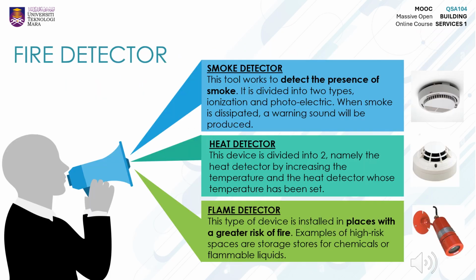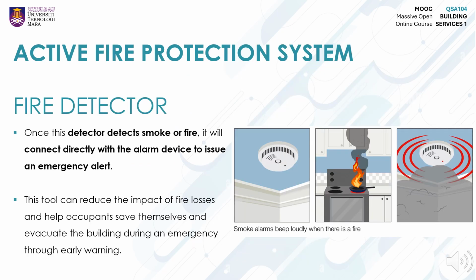The first one is smoke detector, which works to detect the presence of smoke. It is divided into two types, ionization and photoelectric. The second one is heat detector. This device is also divided into two, namely the heat detector by increasing the temperature and the heat detector whose temperature has been set, and the third one is flame detector. Flame detector is usually installed in places with a greater risk of fire, such as storage stores for chemicals or flammable liquids. All the fire detectors will detect smoke or fire and will connect directly with the alarm device to issue an emergency alert to the building occupants.